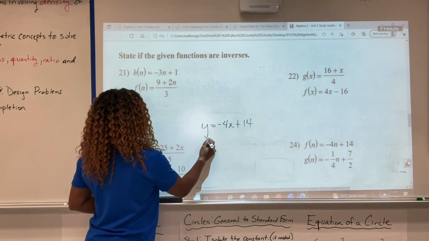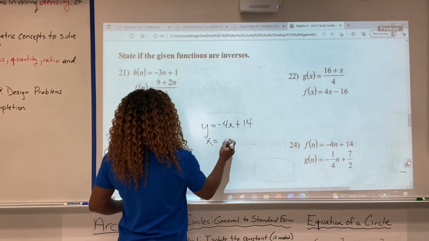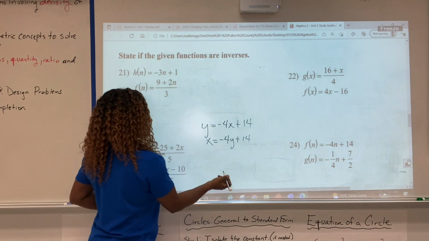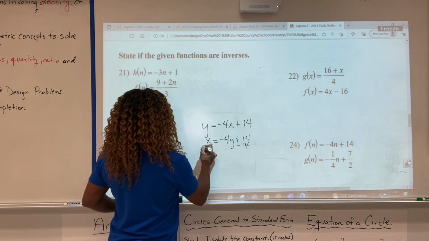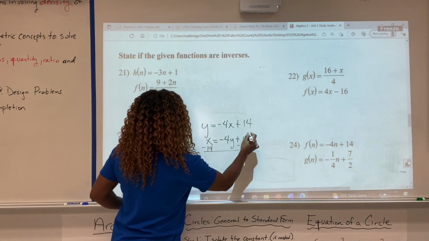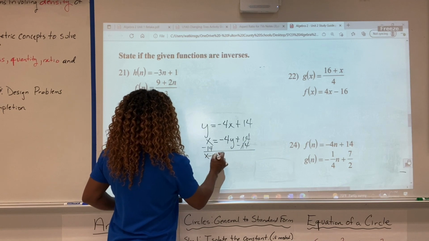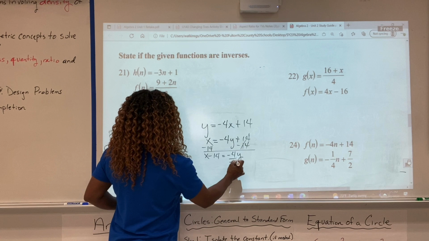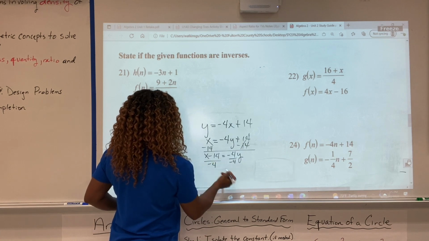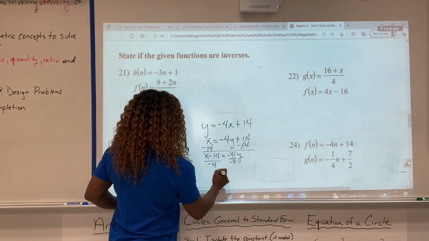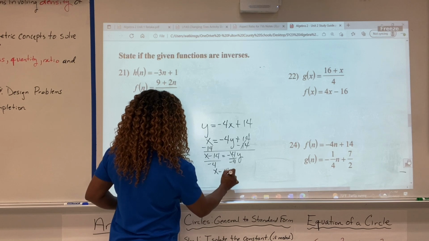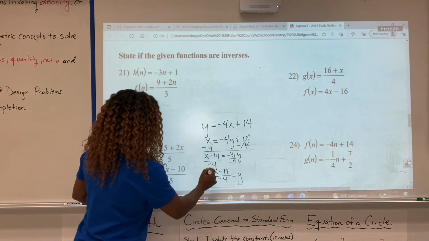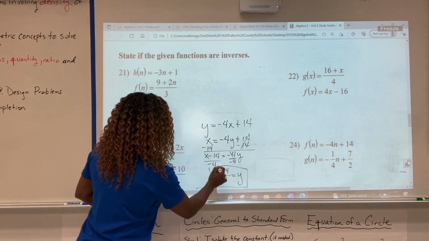Now let's flip-flop our x and our y. So it'll be x equals negative 4y plus 14. And let's solve for y. First we need to subtract 14 from both sides. X minus 14 is equal to negative 4y. Divide both sides by negative 4. And so here we have x minus 14 over negative 4 equals y. And so right now it looks like they don't match.